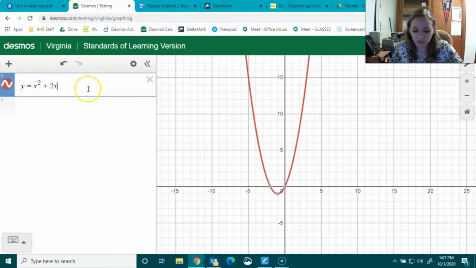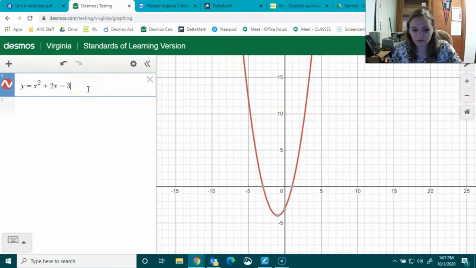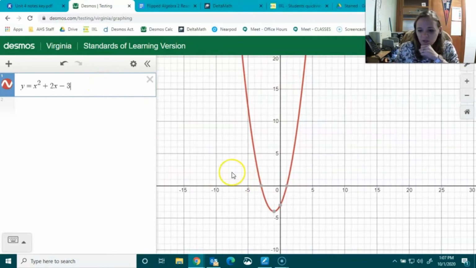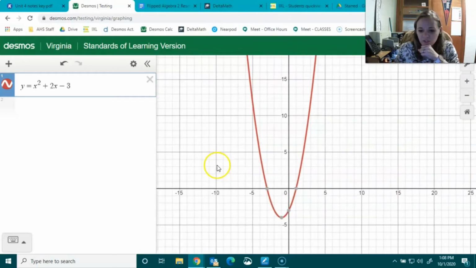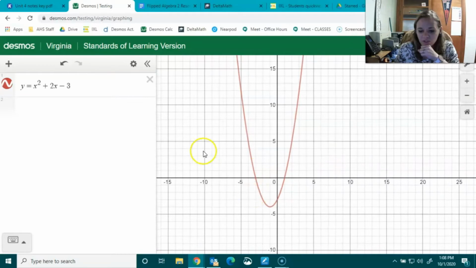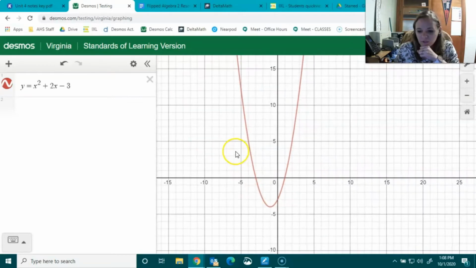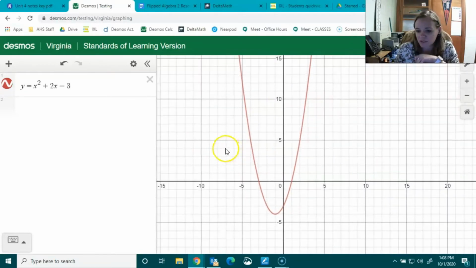Plus 2x minus 3. Okay, so see how our parabola, the vertex, changed location. It was here, and now it's here. And we'll get into why and how we can figure that stuff out a little bit later.